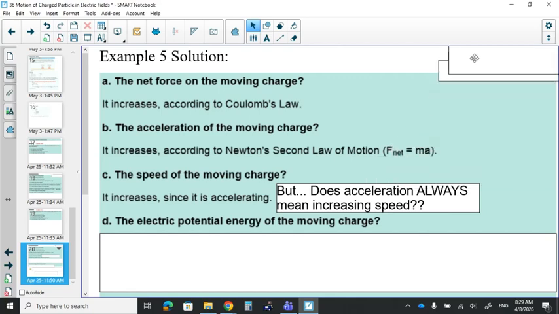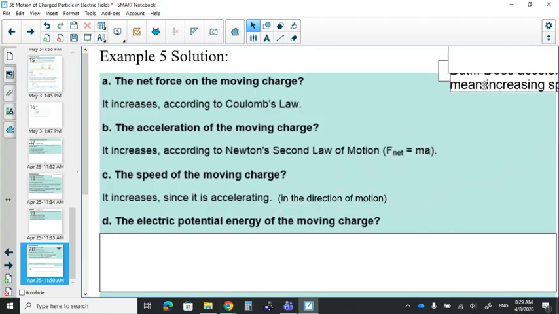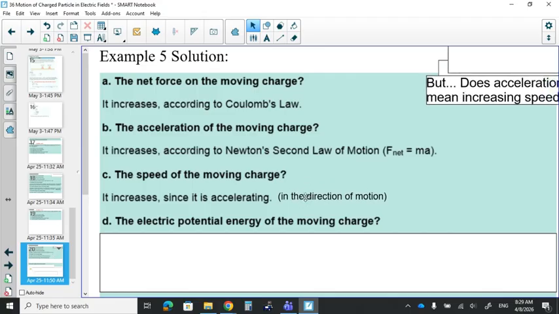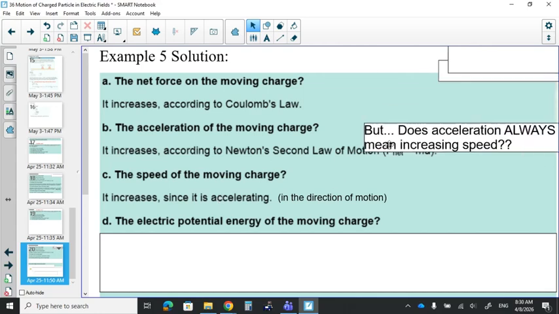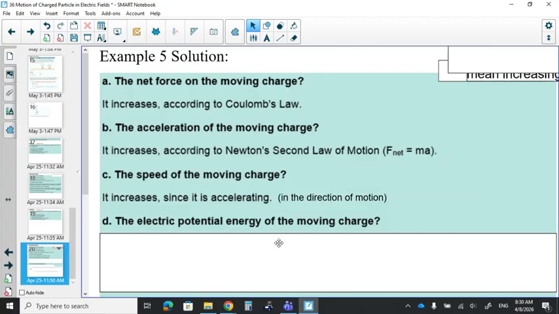Here it says their answer was the speed of the moving charge increases since it's accelerating. It's like, well, does acceleration always mean increasing speed? Since the force is in the direction of motion, it's an increase. That's linking back to the idea of negative acceleration. It doesn't always mean slowing down, right? A negative acceleration, if you're already going in the negative direction, actually means speeding up. That's what that little thing was about.